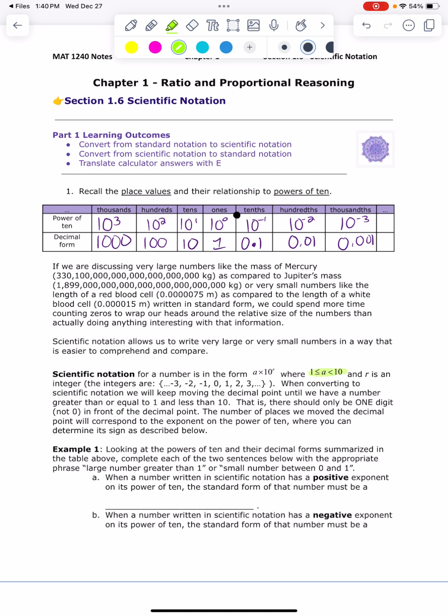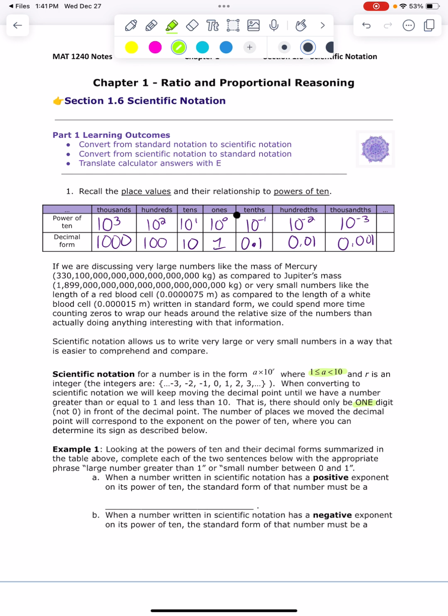When converting to scientific notation, we keep moving the decimal point until we have a number greater than or equal to 1 and less than 10. That is, there should only be one digit, and not 0, in front of the decimal point. The number of places we move the decimal point will correspond to the exponent of the power on 10, where you can determine its sign as described below.